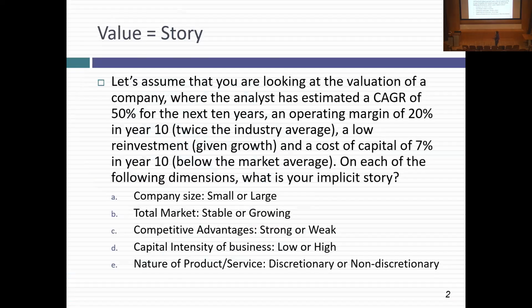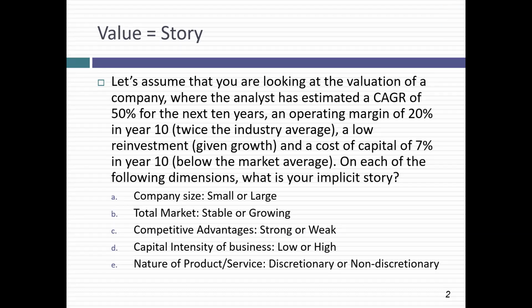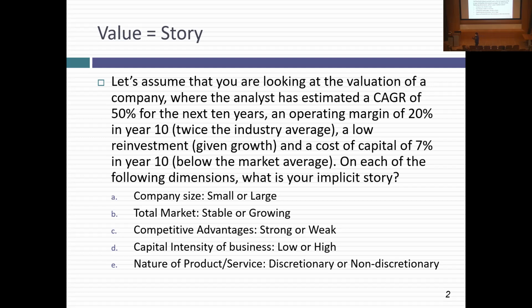But let's take a few examples. Let's suppose you're looking at somebody else's valuation of a company and you're just seeing the numbers. So I'm looking at one of your valuations. I see a compounded annual growth rate of 50% a year for the next 10 years in your revenues. I see an operating margin of 20% in year 10, twice as much as the average for the sector. And I see a cost of capital of 7%, which is below the market average. So those are the numbers I see in a spreadsheet. And you're now trying to reverse engineer what the story has to be for these numbers to make sense. So I'll list out the things with each one, and you tell me what you think the story is telling.